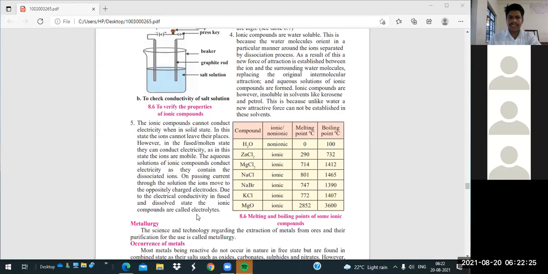What is meant by electrolytes? Due to the electrical conductivity in fused and dissolved state, the ionic compounds are called electrolytes. So from this, on passing current through the solution, the ions move to the oppositely charged electrodes, and you get the definition. Now here you can see the compounds are given, whether ionic or non-ionic, with melting point and boiling point.